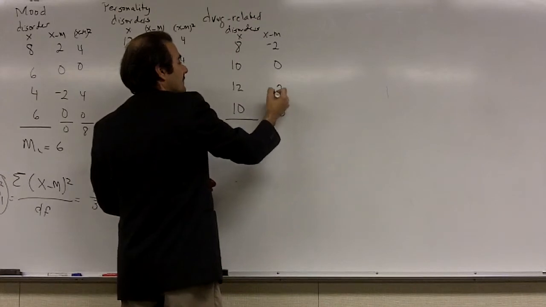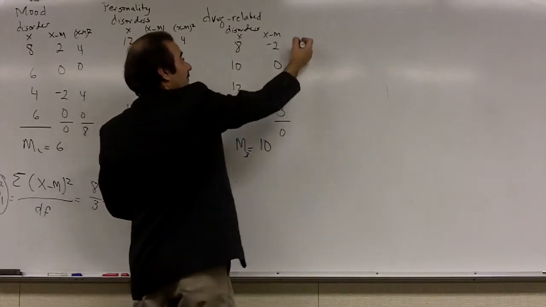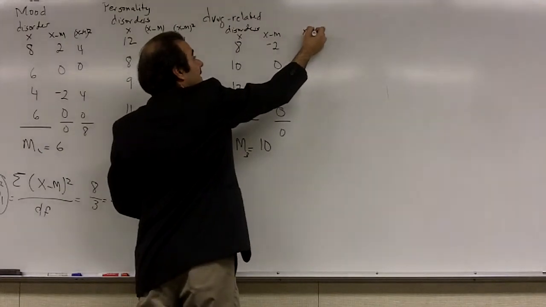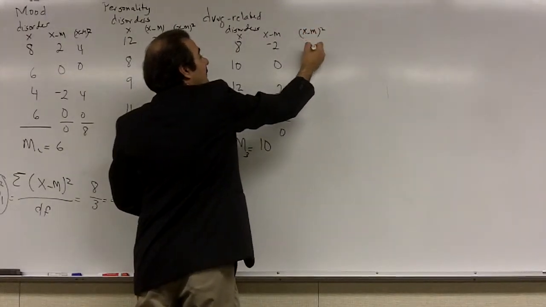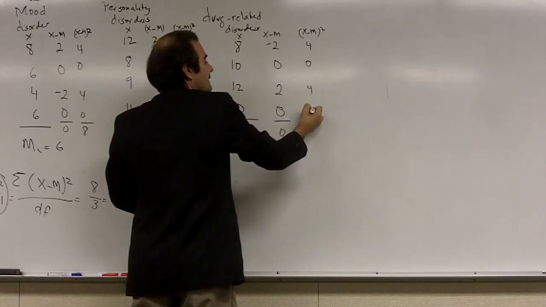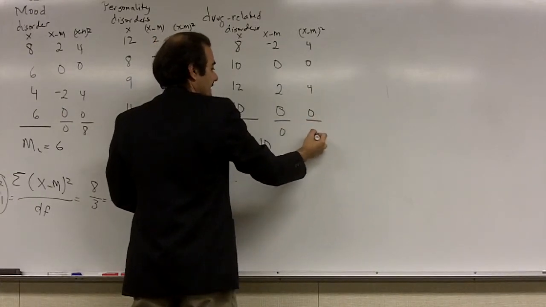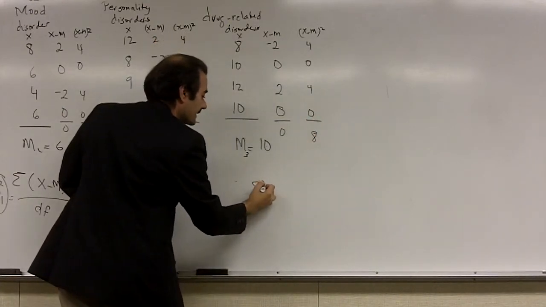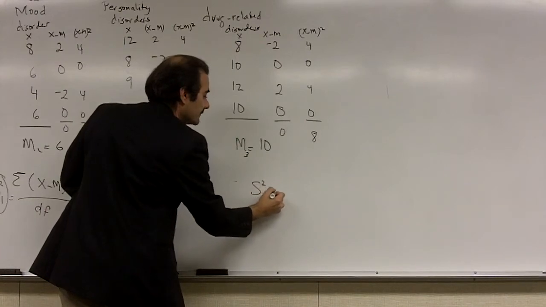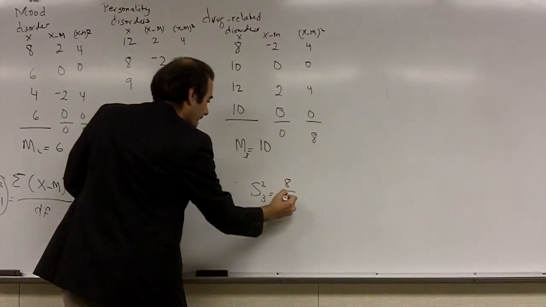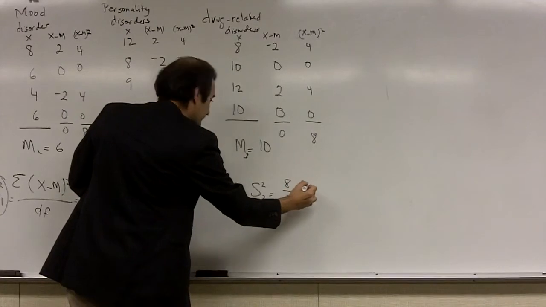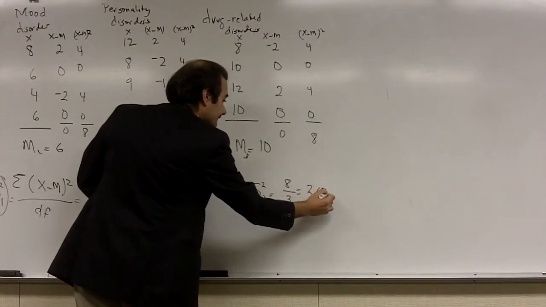10 minus 10 is 0. And you get a sum of the deviation scores, which is 0. That's how you check your work. X minus m squared is 4, 0, 4, 0. And the sum is 8. So s squared 3 equals 8 over 3, which is 2.67.